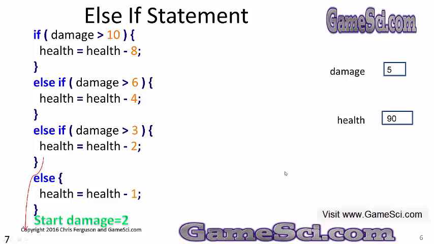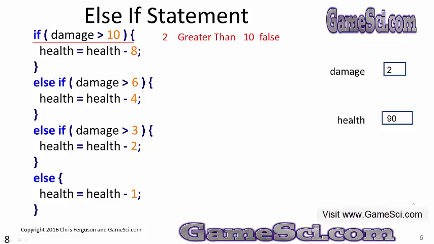Whenever I want to write code that chooses between 4, 5, 6, 7 different options, I can use an if-else statement like this. And each if will select one of the different paths. And when it selects the path, it will skip the remaining paths. Set damage equal to 2 and try this again.